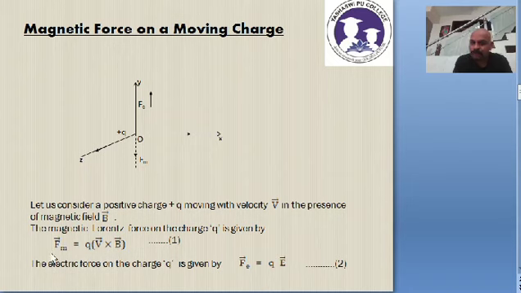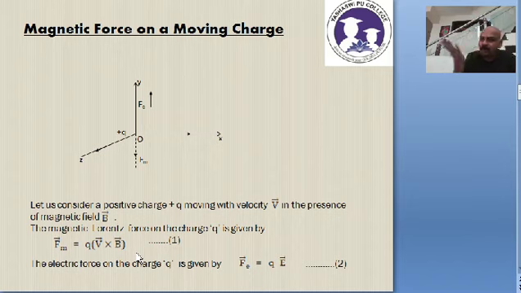So therefore this Fm will be perpendicular to both the velocity vector and the magnetic field vector, that is V cross B. Say V is along the x-axis and B is along the z-axis. Therefore the force will be along the negative y-axis. Force will be along the negative y-axis, by the right hand rule, V cross B.